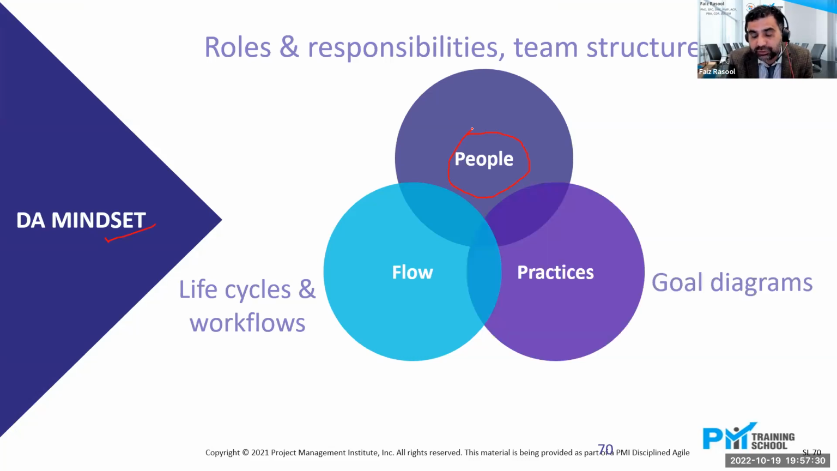And the last view is practices, the good practices, with the help of goal diagram. So we can understand Disciplined Agile by understanding the Disciplined Agile mindset, different roles and responsibilities for different types of departments, different types of teams, and then the flow of their work, including life cycle and workflows, both internal and external.